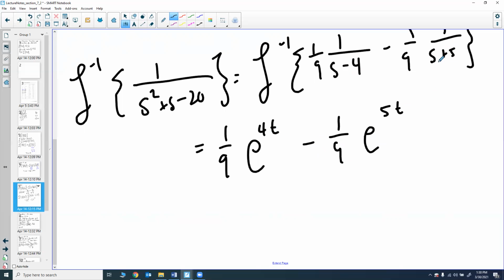But be careful, it's not positive. Remember, it is s minus a, which means in this case, a must be negative 5. So this one's actually e to the minus 5t. All right.